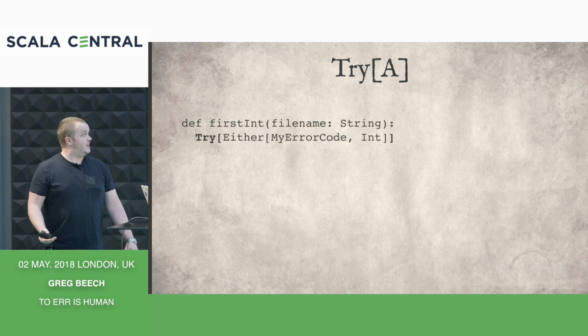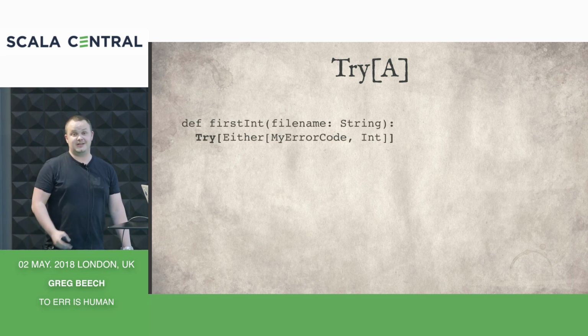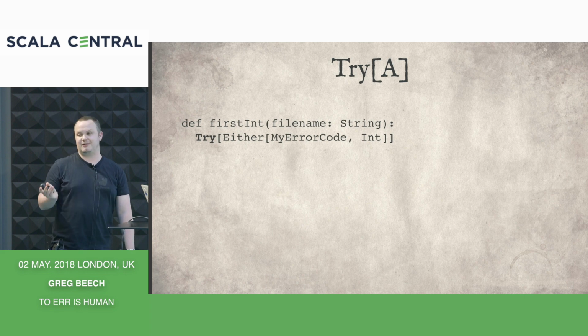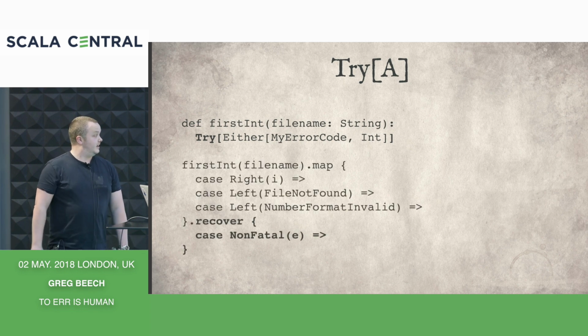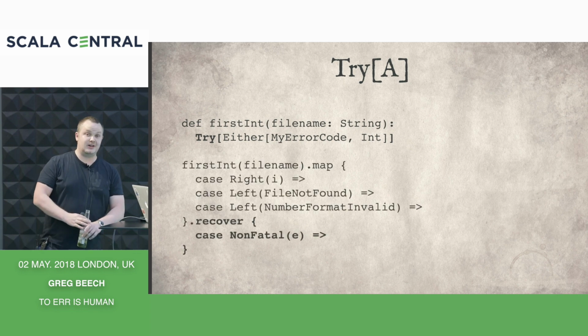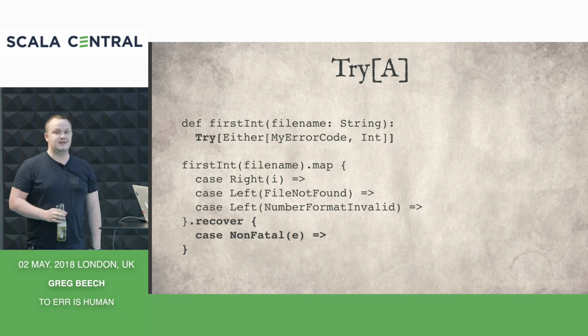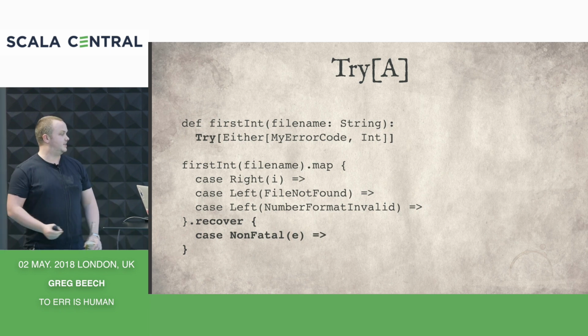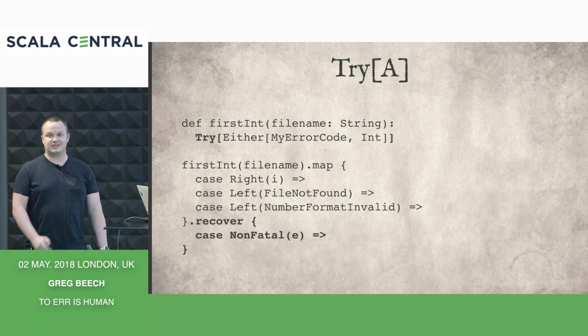So we can rewrite the function here, stick a Try around it, and this now says, great, this function is going to try and return either one of those error codes or an integer, or it might fail in some unspecified way that you're not expected to handle. And again, we can recover from that with our NonFatal extractor. Probably shouldn't, but you can. This is the kind of thing you probably only ever want to do at the top level, to just log it and then throw.